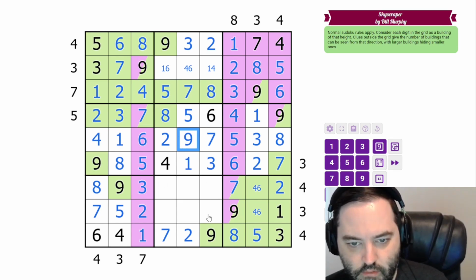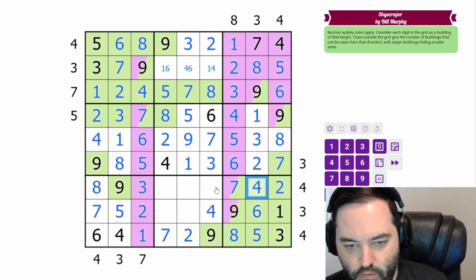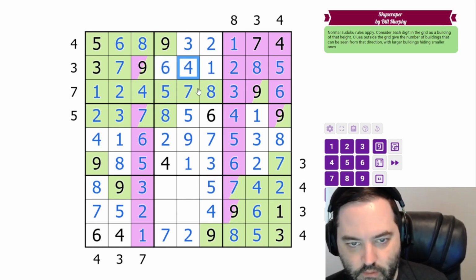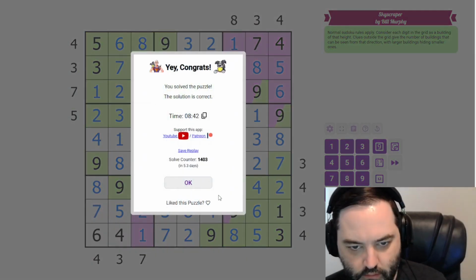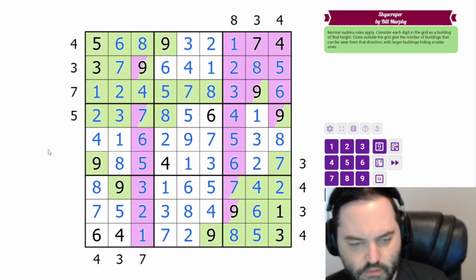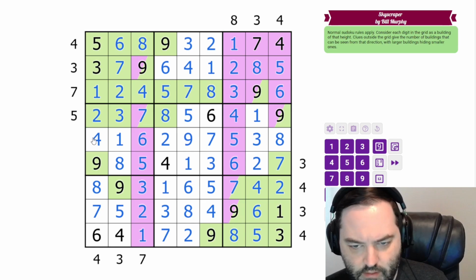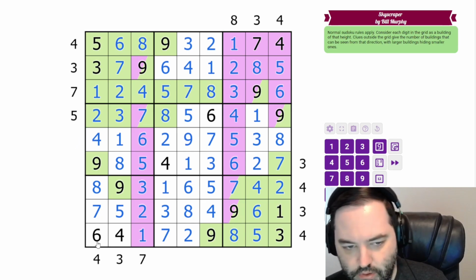All right, these are 1, 4, 5. That's our 4. That makes that a 1, 6, 4. These are 3 and 8. And finally, these are 1 and 6. That's the solution. And I didn't end up highlighting everything there, but we can check real quick.